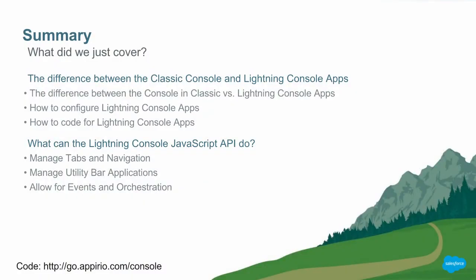Sure. So that's the console. That's how you can config and code the console, principally in Lightning Console apps. So covered tabs and navigation, how you can automate the same behaviors that a user would do. We've talked about the utility bar and how you can both create utility bar apps and also control them and control things from within them. The third aspect was events and orchestration.